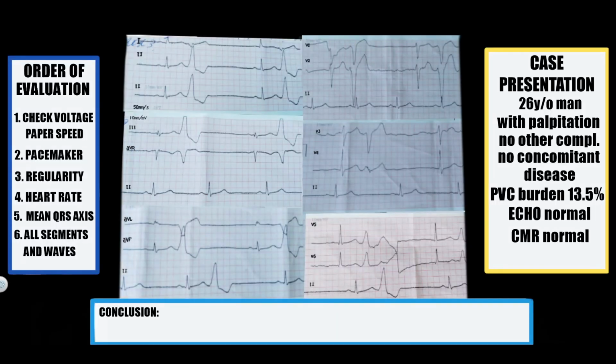This is ECG of 26 years old male with a palpitation and no other complaints or concomitant diseases. The premature ventricular contraction burden is 13.5% according to 24-hour ECG monitoring. Remind that PVC burden was defined as percent of total PVC number divided by total beats during the monitoring period.